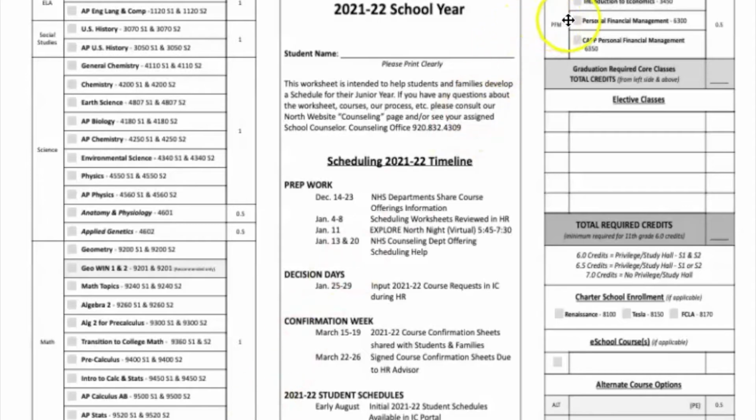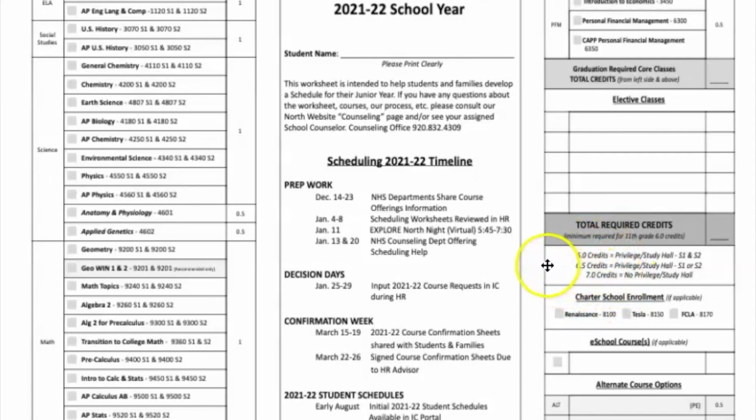Then when you go to the right side of the sheet, as juniors, it's their first year that they can take either PFM or Intro to Econ. And so if they're choosing to take it as juniors, they would select that there. So let's assume that your juniors would take one of each of the 4 core classes, a PE class, and either PFM or Econ. So they would be up to 5 credits. All juniors must have at least 6 credits.